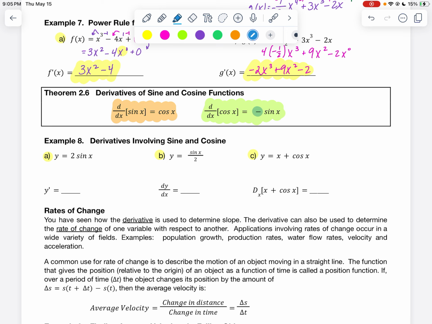We have to make sure that when we are taking the derivative of cosine of x, we get a negative sine x. So these we do have to memorize. Let's look at Example 8. It says derivatives involving sine and cosine.